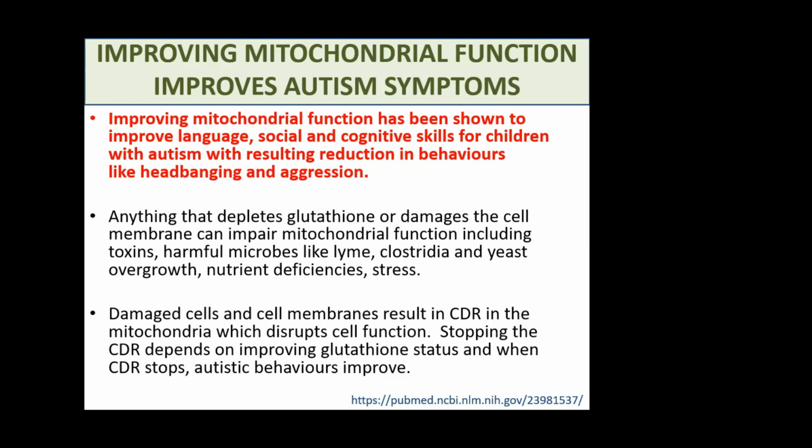It's actually a stress response. Now we have a stress response for the body, and each cell also has its stress response, which is called the cell danger response. The damaged cells and membranes result in this response, which disrupts cell function, just like stress disrupts our overall function. Stopping the CDR depends on improving glutathione status, and when CDR stops, autistic behaviors improve.